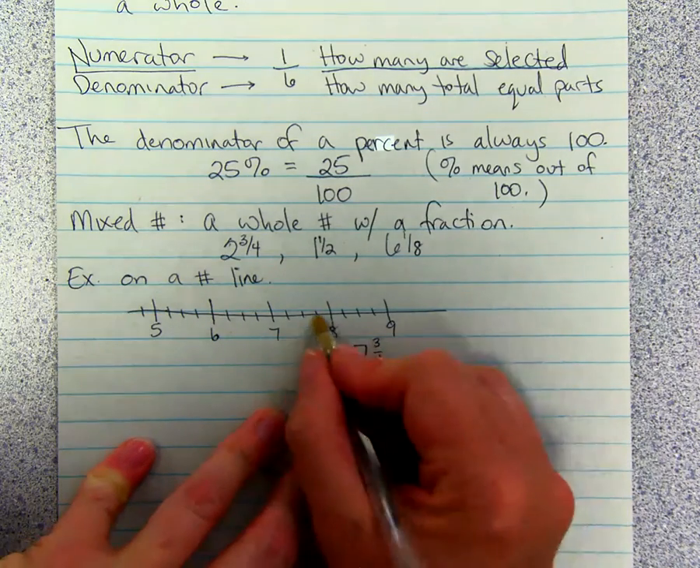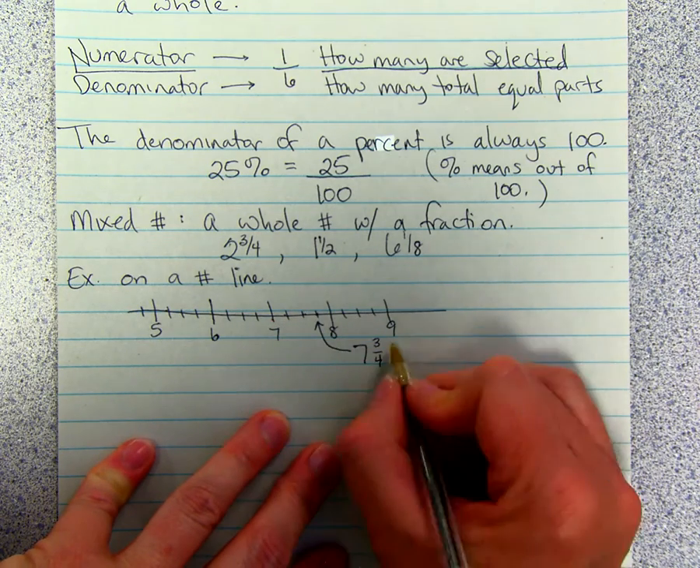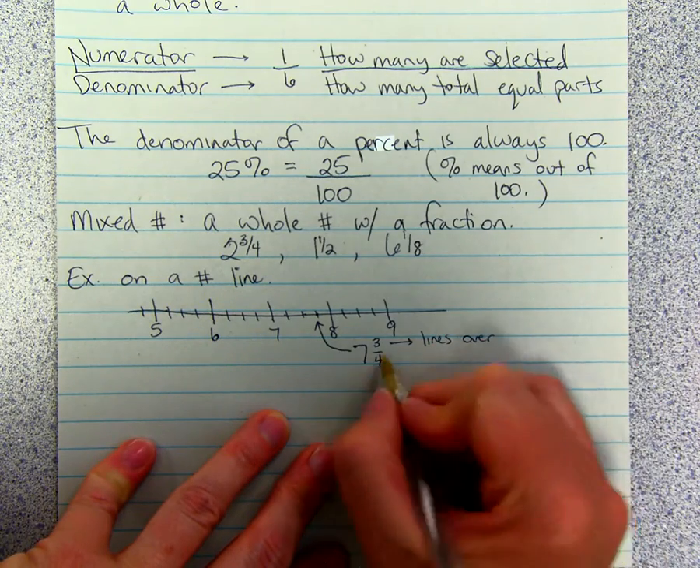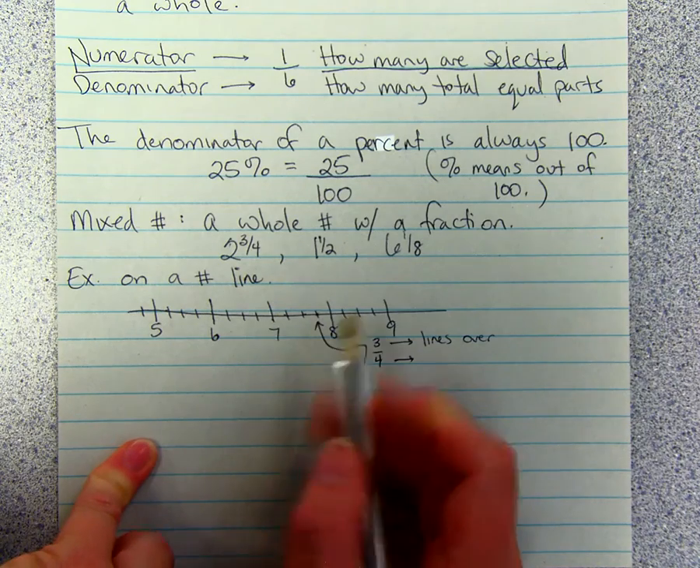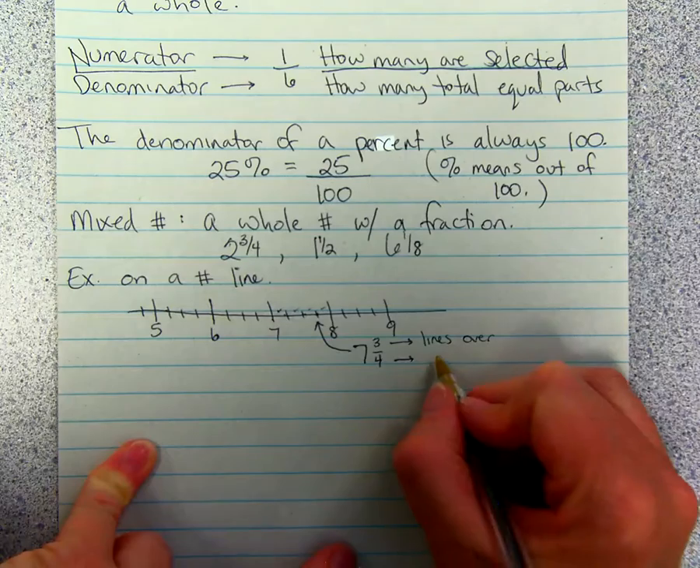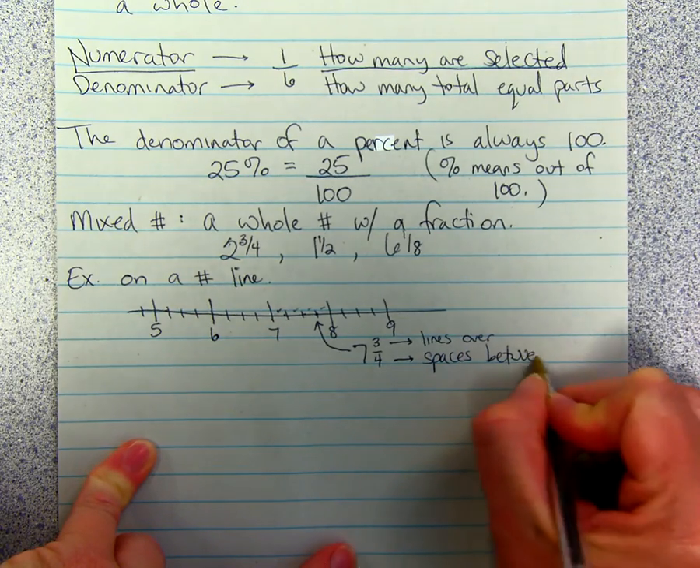So the 3 represents how many lines past the 7. 1, 2, 3. So this is lines over from the 7. The 4 is how many spaces between the 7 and 8. So 1, 2, 3, 4. So this is the spaces between.